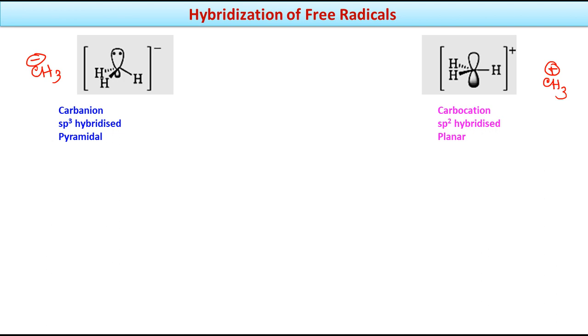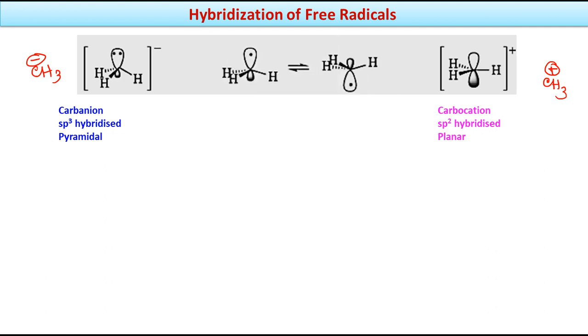So if we consider the simplest carbanion and carbocation, CH3 minus is sp3 hybridized, and the carbocation is sp2 hybridized. Fine, but what about CH3 dot? Now for CH3 dot, you can see there is some inversion going on. Here it is not exactly pyramidal. If you compare with this one, it is exactly pyramidal, but in this case it is a shallow pyramid, and in this shallow pyramid inversion is possible.